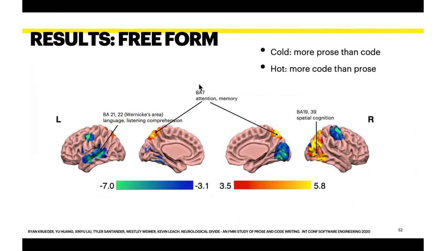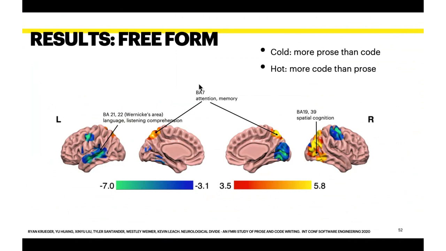The areas I highlighted here are so-called Brodmann areas. There are more areas discussed in the paper, but I just wanted to show you those. The interpretation goes as follows. Colder colors, so green and blue, mean that this area is more activated on the prose-related tasks as opposed to code-related tasks. Hot areas from red to yellow mean that this area is more activated during the coding tasks as opposed to prose. So what do we see?